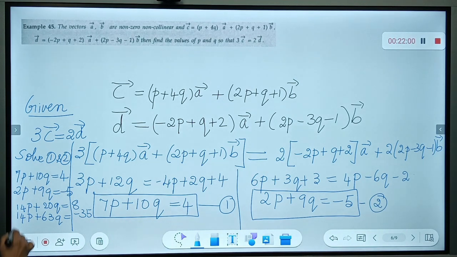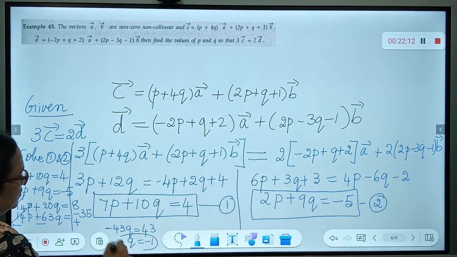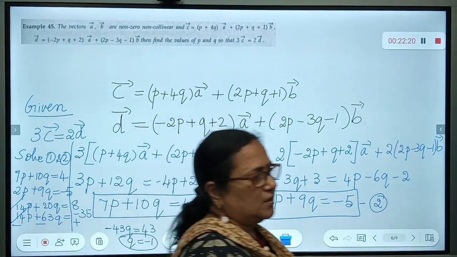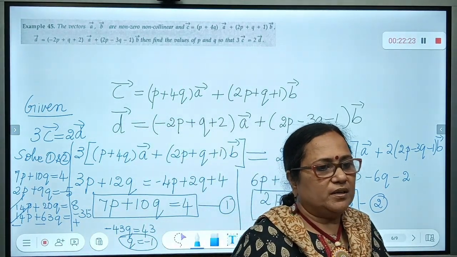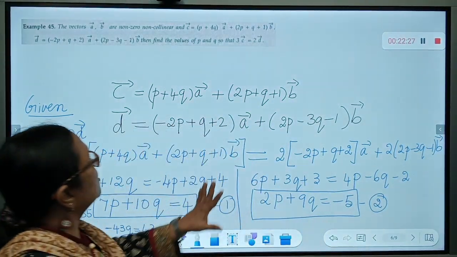From which I will get minus 43q equal to 43, or q equal to minus 1. If q is minus 1, okay, I am sure you can find the value of p. So I leave that as an exercise. So please complete it, I am sure solving these equations is very, very simple. I hope you have understood the problem.